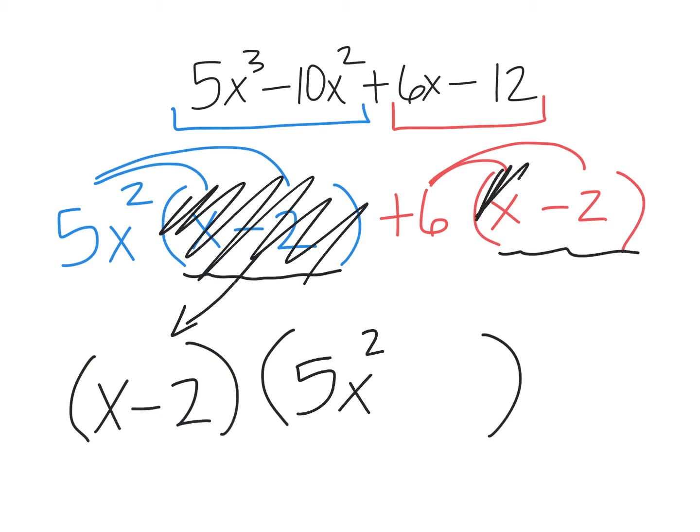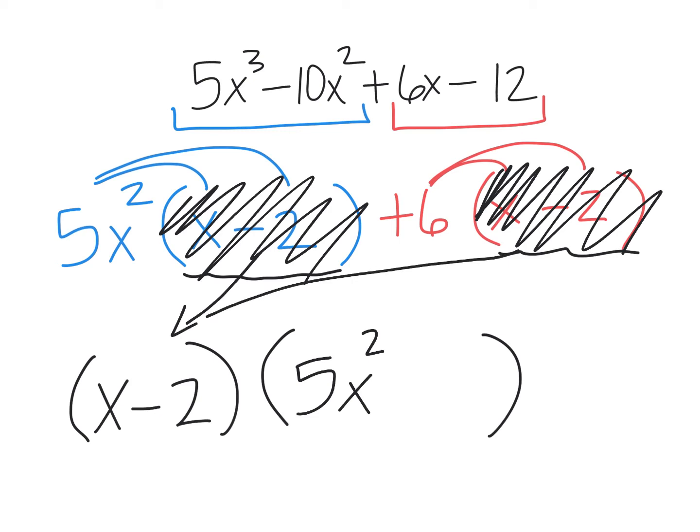When I pull it out of the second group, I'm left with positive 6. And I have my two factors. I have x minus 2 times 5x squared plus 6, which will then give me our original problem. Those are the two factors.